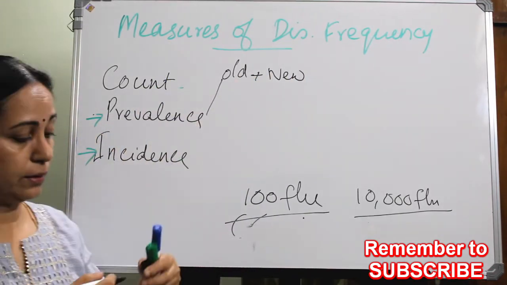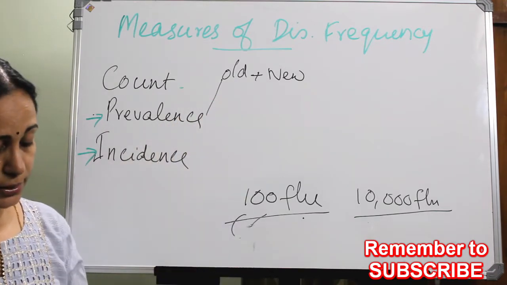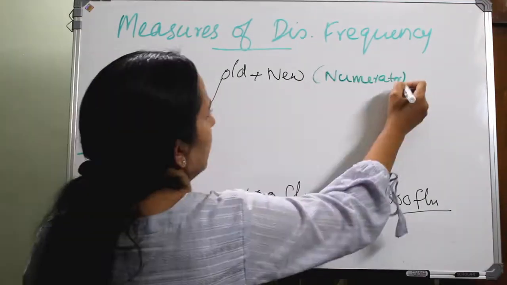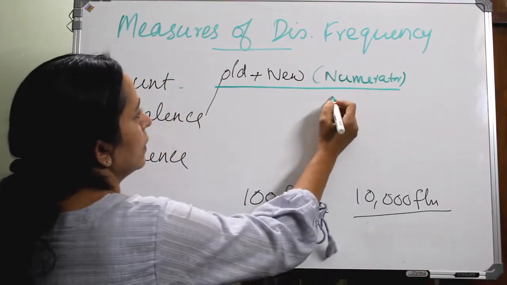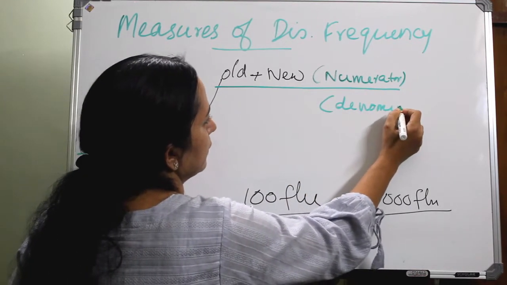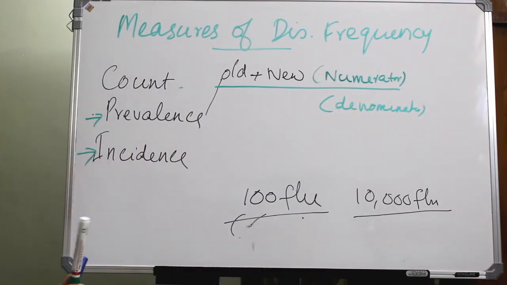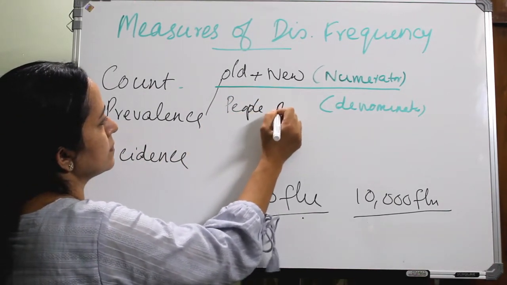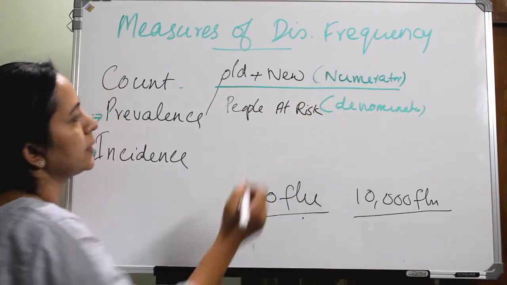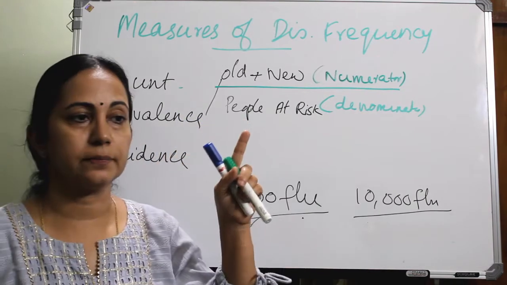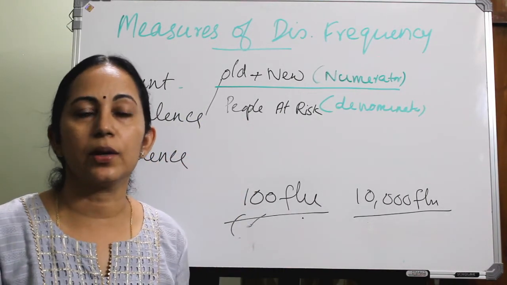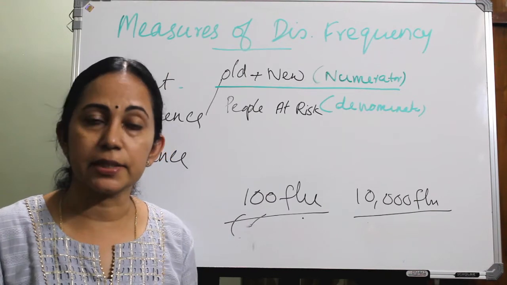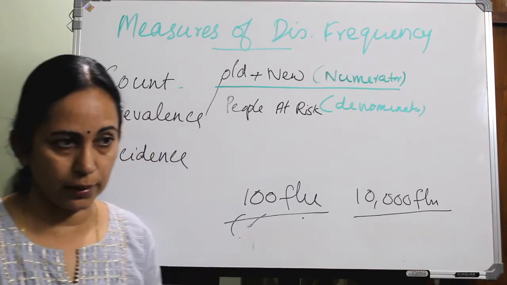and it has the numerator as old and new cases, and the denominator is the population at risk. Okay, this is the numerator, and it also has a denominator, and the denominator includes what? The people at risk of developing the disease. And this people at risk is determined by the demographic and also the environmental factors. For example, the people at risk of developing carcinoma cervix is the female population between 30 to 70 years of age. Okay, that is an example.